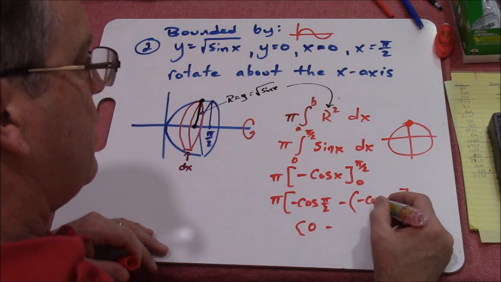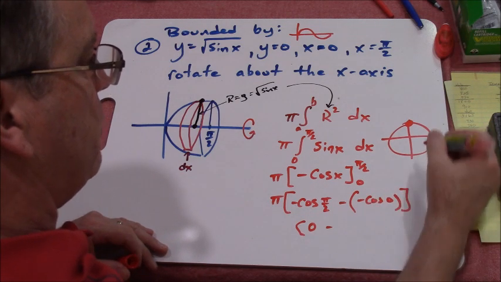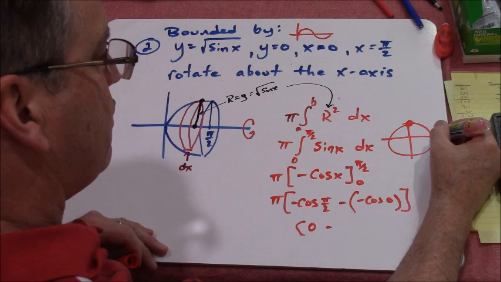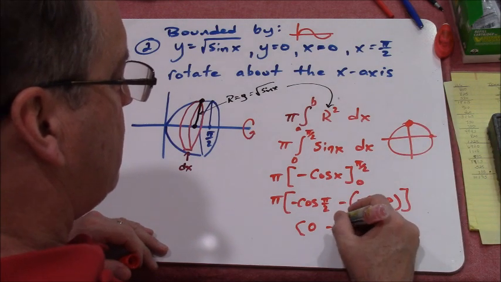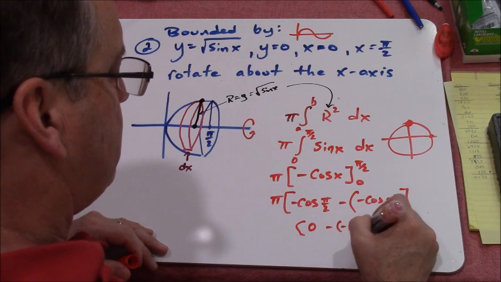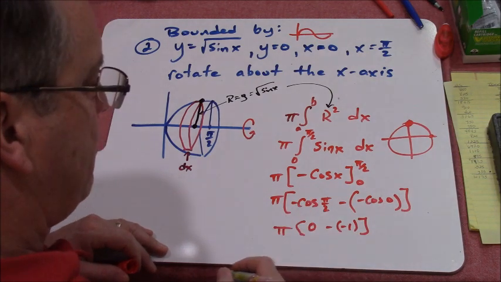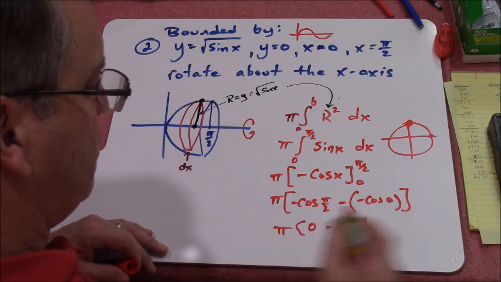minus the value of the cosine at 0, that's right here. Cosine is the x-coordinate, so that's 1. So I've got minus a negative 1 times pi. And so really I just have a positive 1 times pi.